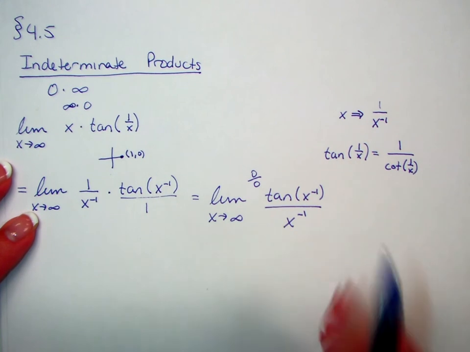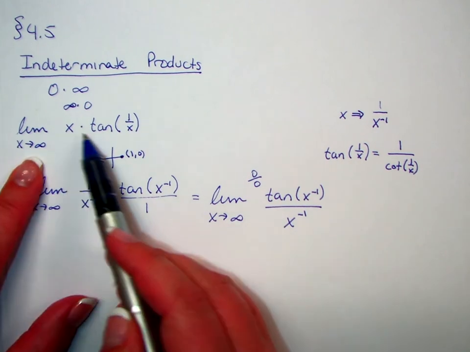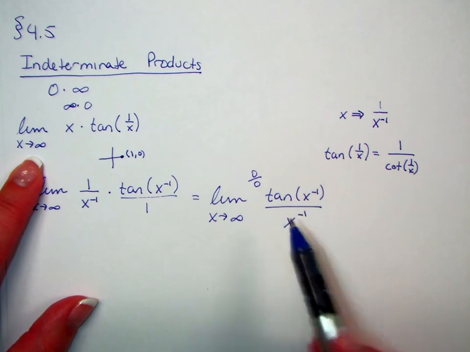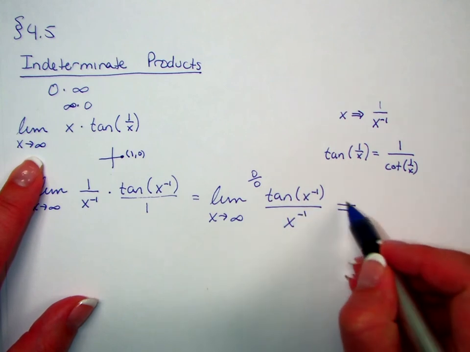So this is L'Hopitalable. Okay, this one is not, right? You can't L'Hopital a product. You have to change it to a quotient. Right? This one is L'Hopitalable.